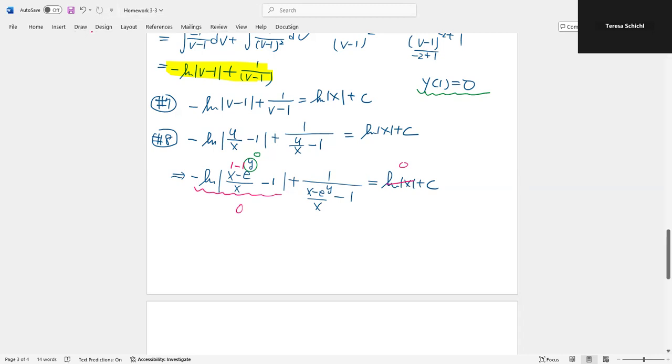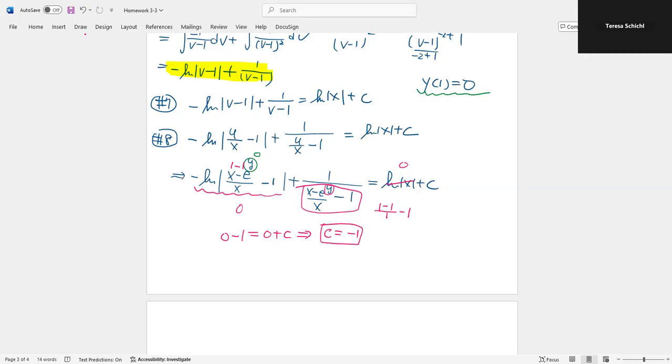So let's take a look at what we have here. This is 1 minus 1 equal to 0. So these things here are 1 minus 1 over 1 minus 1, which is 0, so it's negative 1. The whole thing will be 0 minus 1 equals 0 plus c. So I know my c is equal to negative 1.